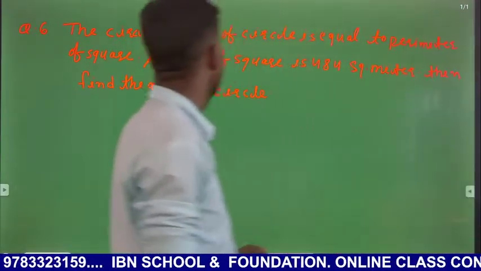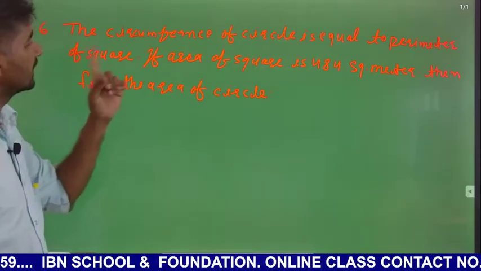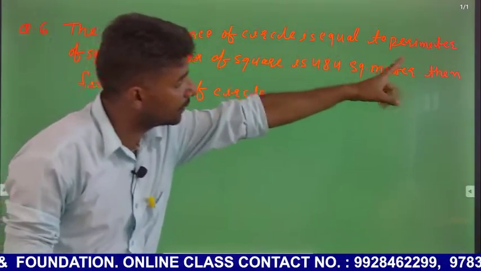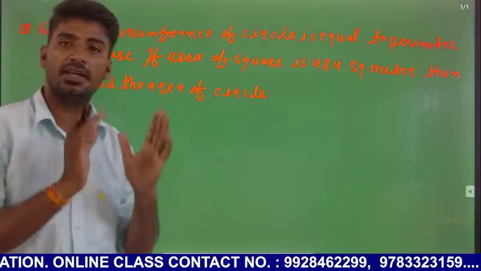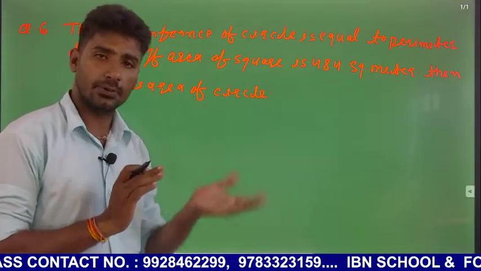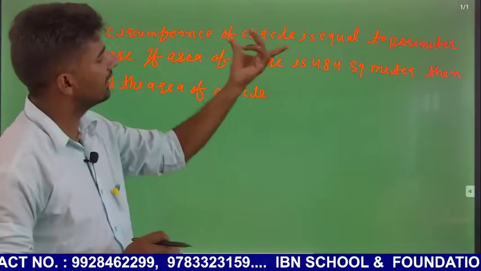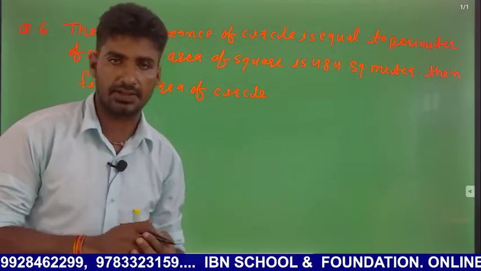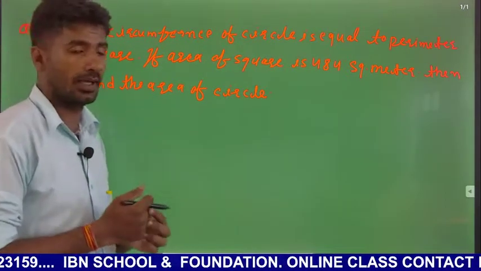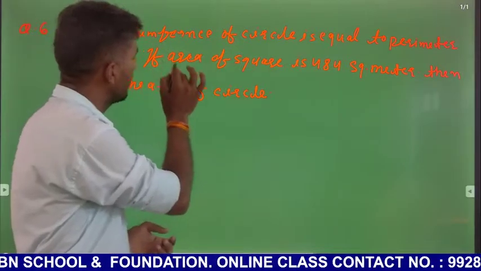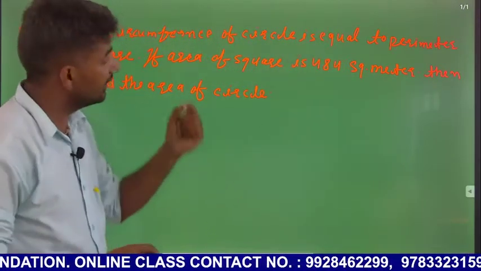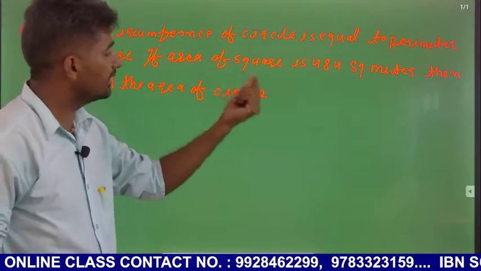This is our question. In this question the circumference of a circle is given. That means the circumference of a circle is equal to the perimeter of a square. The circumference or perimeter of both is equal. Also, in this question, the area of the square is given as 484.